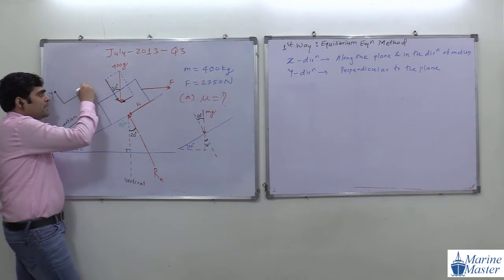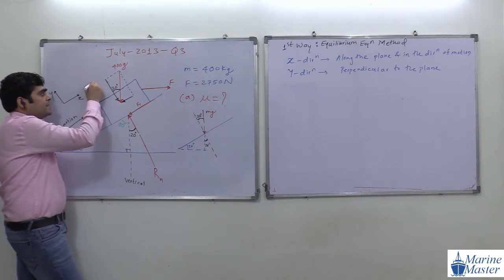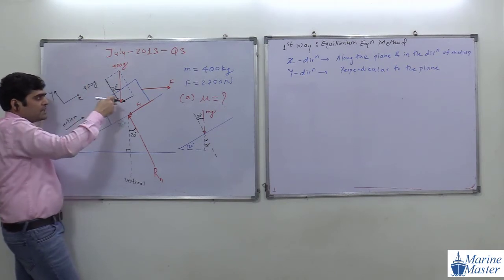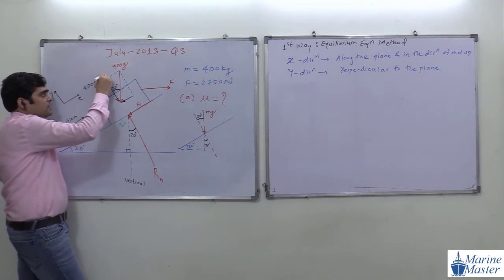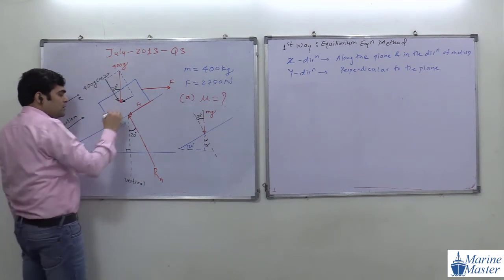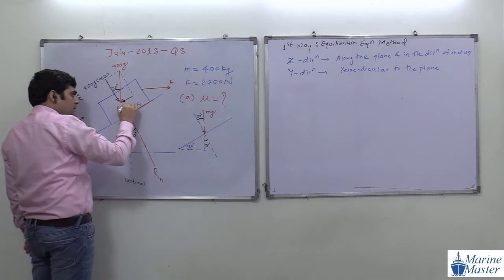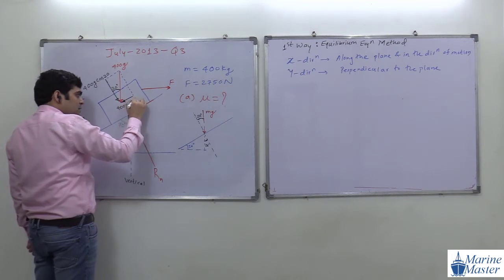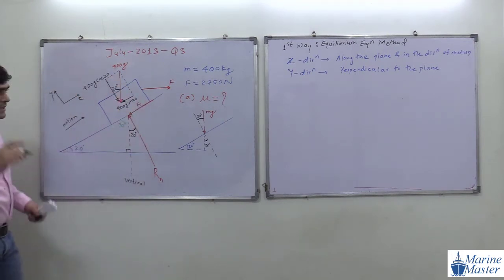Now what will be this? Then this component will become 400g. What will this component become, guys? 400g cos 20. Okay, very good. And what will this component become? 400g sin 20. See the point here, everyone.